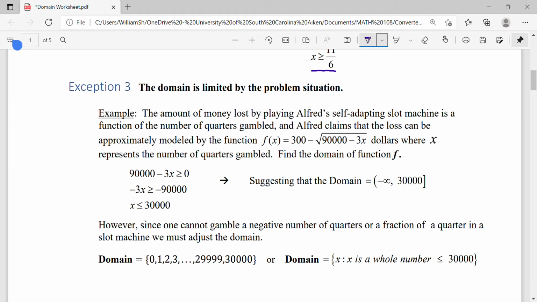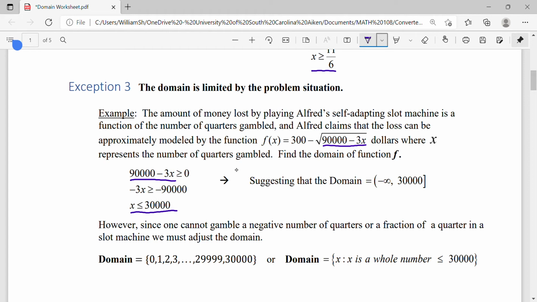We know from our other exceptions that we really need to worry about this radicand part, right? Because we can't have a negative here. So that's the first thing we do. We take it and we set it greater than or equal to 0. We solve for x. We see that x has to be less than or equal to 30,000.